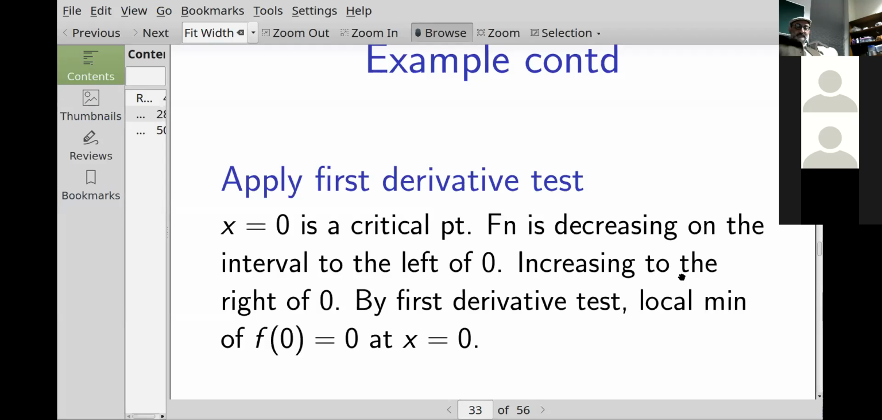Sir, I had a question, sir. How did you figure out that on the left side it was decreasing just from that equation?